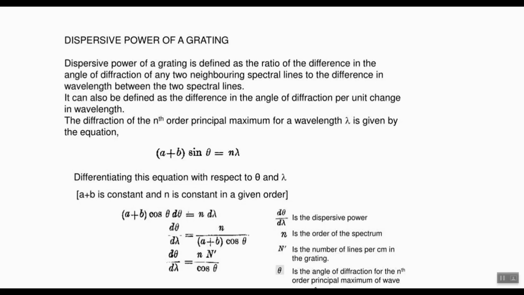The diffraction of the nth order principal maximum for a wavelength lambda is given by the grating equation (a plus b) sine theta is equal to n lambda. Now just differentiate that expression, then we will get (a plus b) cos theta d theta is equal to n d lambda, and from that we can rewrite this expression as d theta by d lambda is equal to n prime by cos theta, where d theta by d lambda represents the dispersive power, small n is the order of the spectrum, n prime represents the number of lines per centimeter in the grating, and theta is the angle of diffraction for the nth order principal maximum of wavelength lambda.